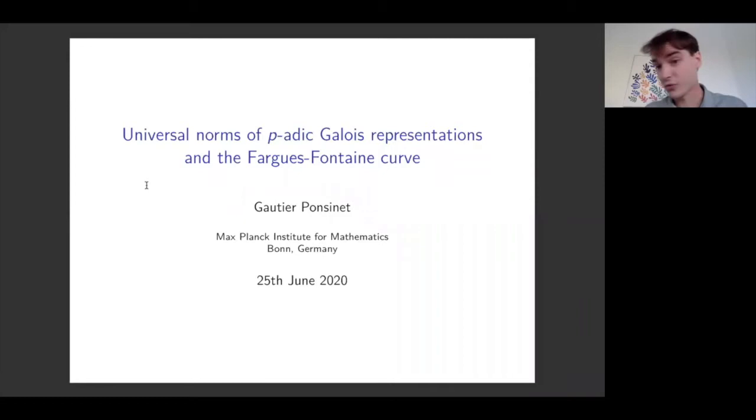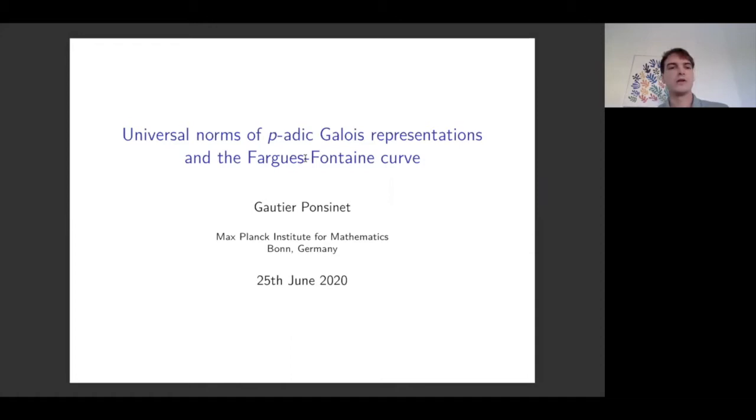I would like to talk about universal norms of p-adic Galois representations and the Fargues-Fontaine curve. The title has to be understood as: we will use the Fargues-Fontaine curve to say something about universal norms of p-adic Galois representations. I will first review what the universal norm of a p-adic Galois representation is, what the motivations to study this module are, and then go slowly to the proof where the Fargues-Fontaine curve plays a role.